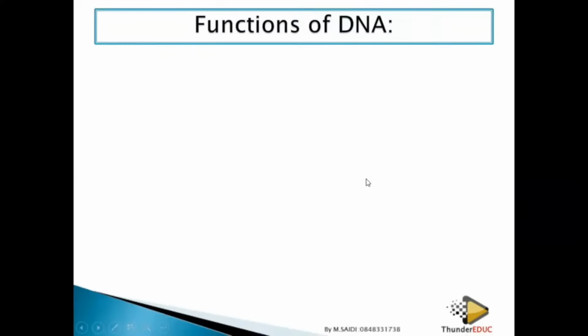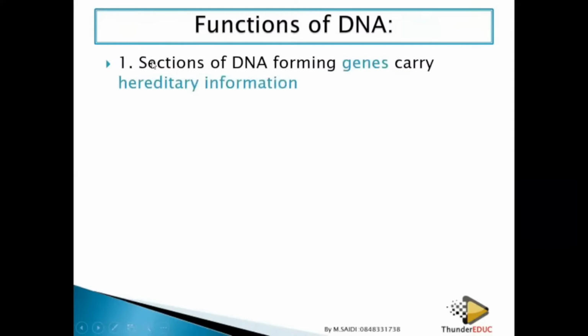What are some of the functions of DNA? So number one, sections of DNA forming genes carry hereditary information. So we see that DNA is very important in carrying the hereditary information. You look like your father because you obtain DNA from your father and your mother. You find out that the head looks like your father, the hands look like your mother. So it means that these genes are being carried from one generation to another generation.